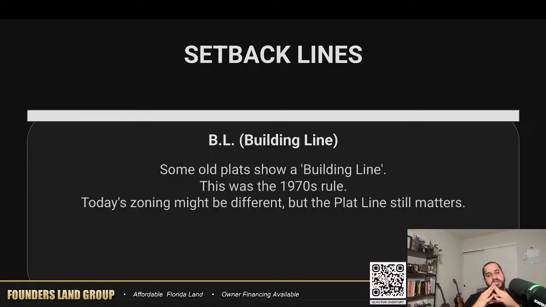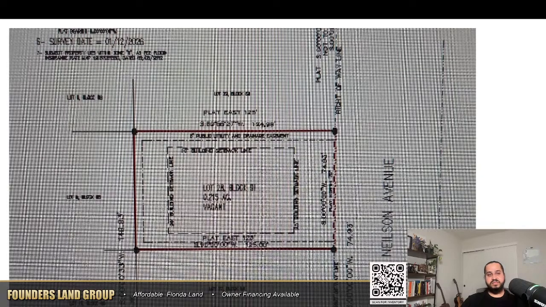Again, depending on the shape and size of your lot, a lot of these rules come into play. A rectangular lot has a different setback rule versus a triangular lot, or maybe a corner lot. So you need to double check in which county you're buying, how your land piece looks, and understand the setback rules. Today's zoning might be different, but the plat line still matters a lot. So you have to be extra careful.